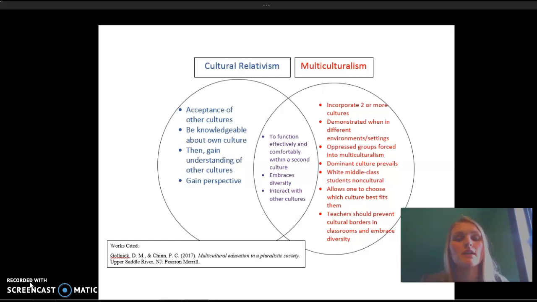Now, if you take a look in the middle of this Venn diagram, you'll see there are three big similarities between these two approaches. First of all, we are wanting students to function effectively and comfortably within a second culture. So with both of these, we want them to be okay with other cultures and not be afraid of them, and to really try to explore them and see what they have to offer.